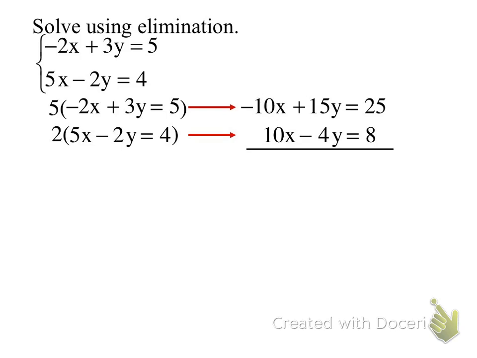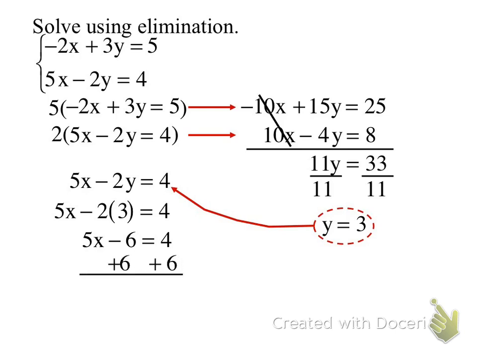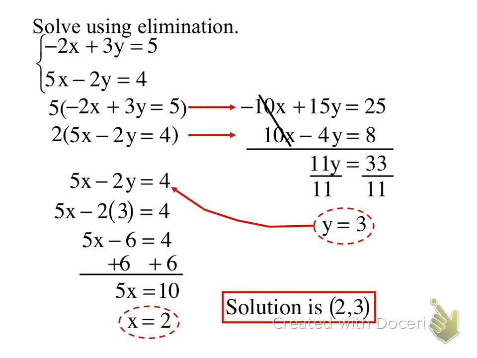Does that make sense? So now we end up with 11y equals 33. Divide both sides by 11, and y is equal to 3. Substitute into either original, and then solve for the x. Add 6, and then divide by 5, and we get 2, and our solution is 2, 3. Questions? Please check that.